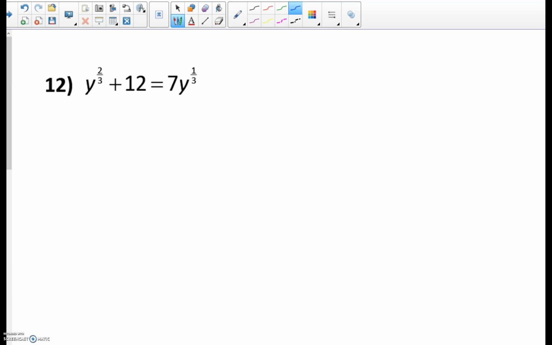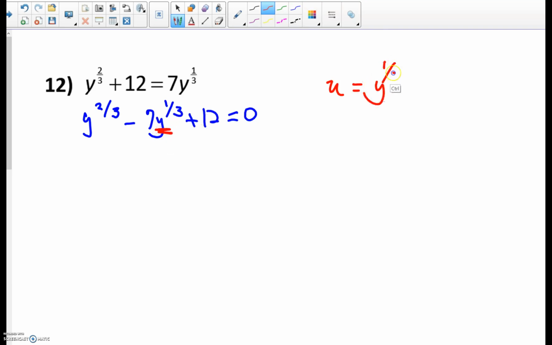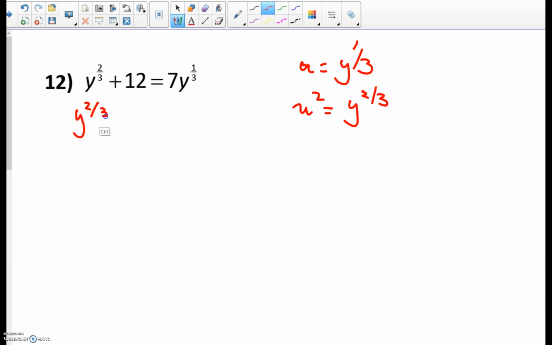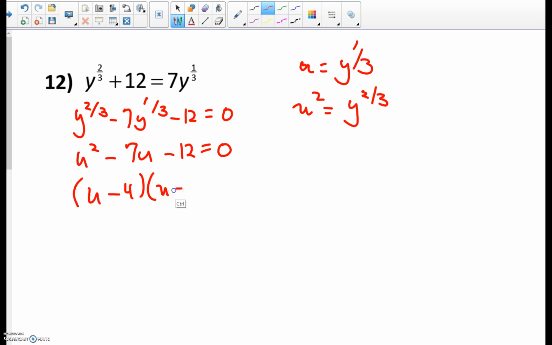All right, so number 12, we're going to want it in standard form. So let's do y to the 2/3 minus 7 y to the 1/3 plus 12 equals 0. So we'll do a u substitution, and we'll say that u is equal to this variable right here, y to the 1/3. So notice that I don't include this 7 there, just the y to the 1/3. So that means u squared is equal to y to the 2/3. So substituting, we get u squared minus 7u plus 12 equals 0. Factor it. u minus 4, u minus 3 is 0. So u is equal to 4, and u is equal to 3.